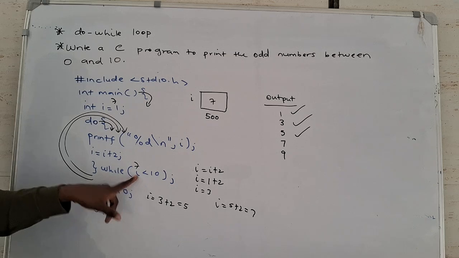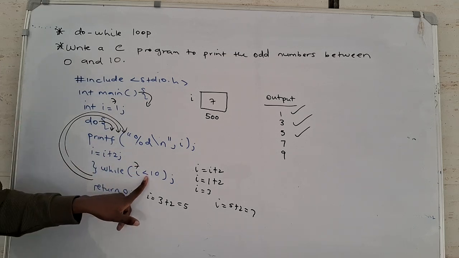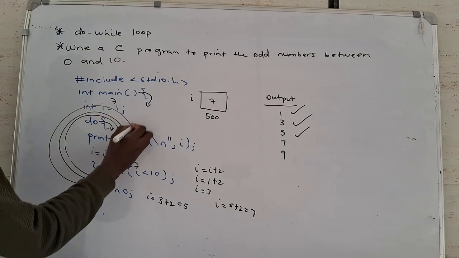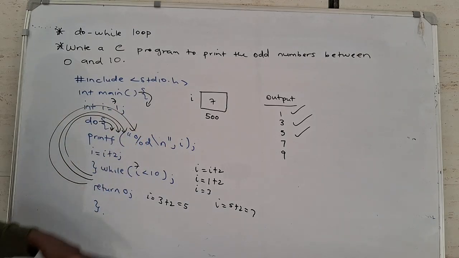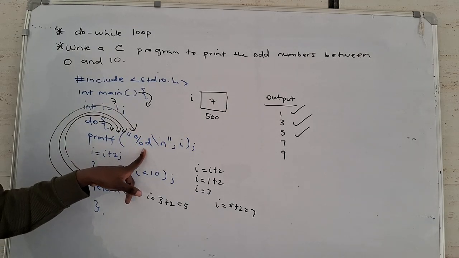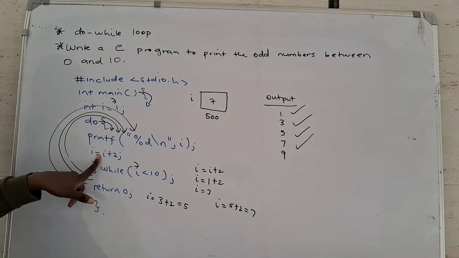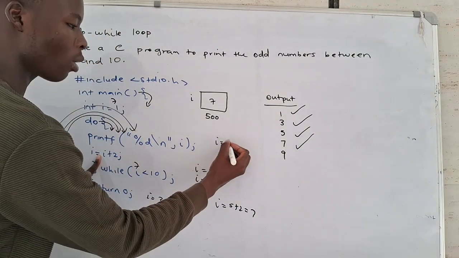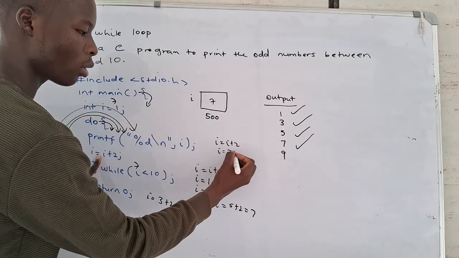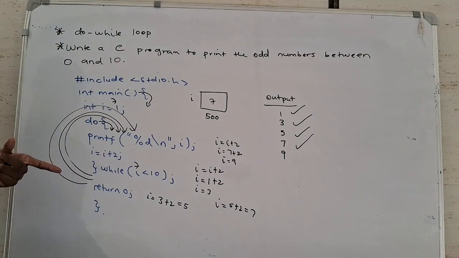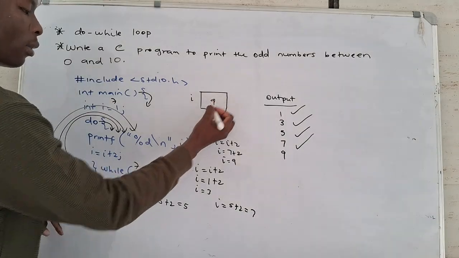It is going to check. 7 is less than 10. Yes, 7 is less than 10. So it is going to enter again. Then 7 is going to be printed. Now 7 is going to be incremented. I is equal to I plus 2, so 7 plus 2, I is equal to 9. So now the value of I is 9.